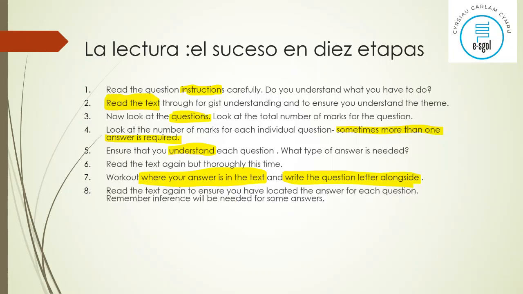You then read the text again to make sure that you located the answer for each question. And remember that sometimes you have to infer the meaning. So it's not going to be given to you. So some answers we request that you infer the meaning. You need to then answer the questions in Spanish, in Español. And therefore make sure that your language is accurate, in particular with reference to the verbs.